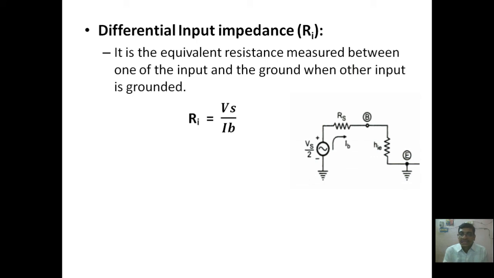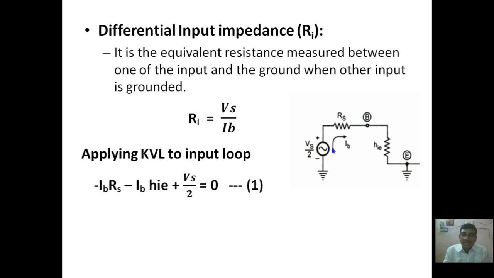Okay, just see in the equivalent circuit, this is the input side loop section. So from this we can calculate the value of Vs by beta in order to calculate the differential input impedance Ri. Okay, apply KVL to the input side loop, then we will get minus IB RS minus IB hie plus Vs by 2 is equal to 0.